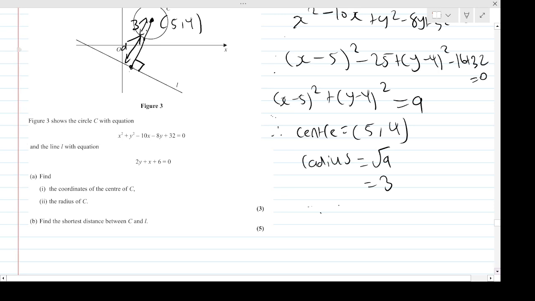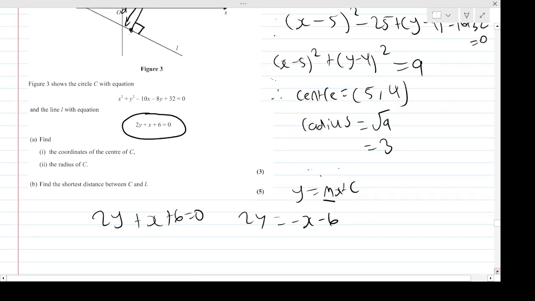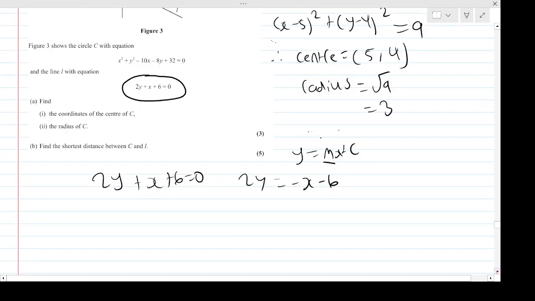Okay, but I also note it's a perpendicular, right? But I know the equation of the line, right? I can then work out the gradient of the line L here, and then almost like a perpendicular bisector, we can then compute the gradient of the perpendicular. So 2y plus x plus 6 is equal to 0. If I rearrange it to y equals mx plus c to get the gradient m, that would be 2y is minus x minus 6. Therefore, y will be minus a half x minus 3.